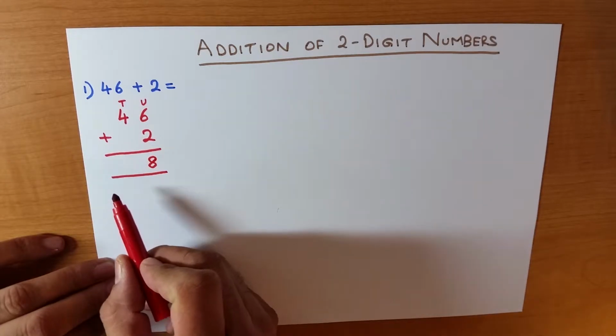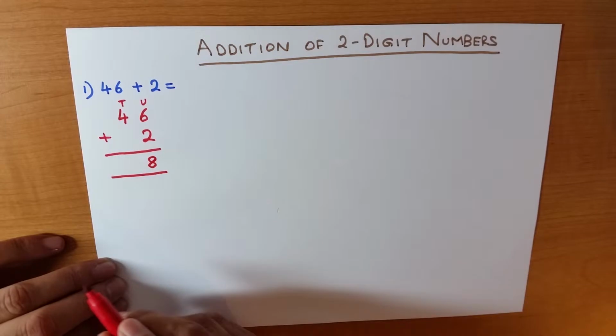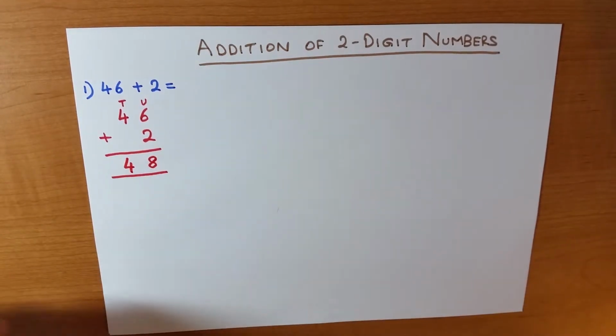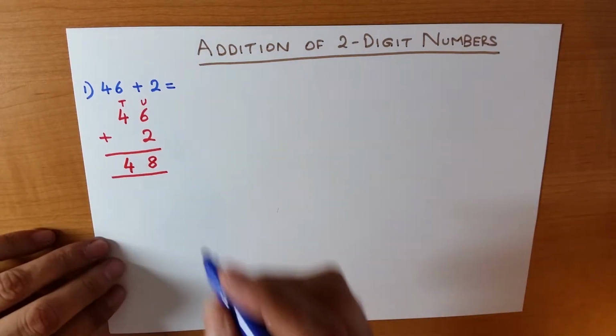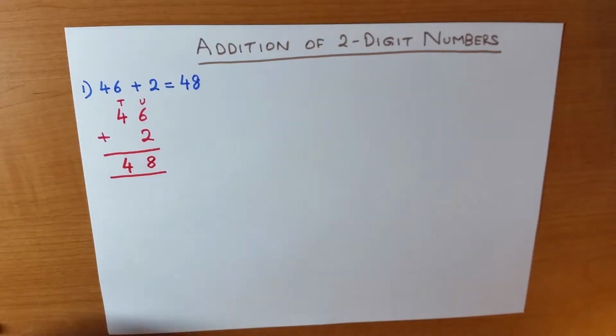As for the tens, what is 4 plus 0? That's right, the answer is 4. And there we have our answer. 46 plus 2 is 48. Nice and simple.